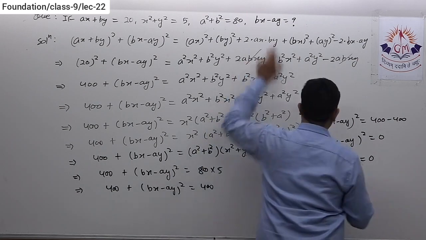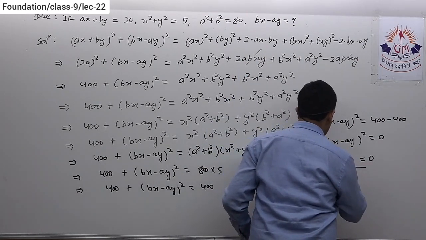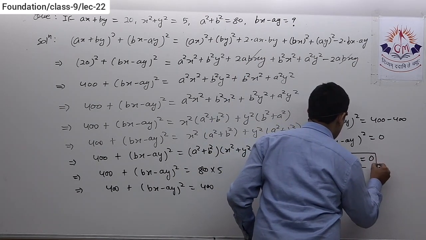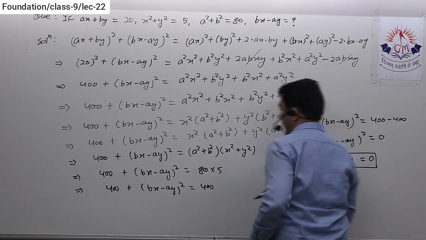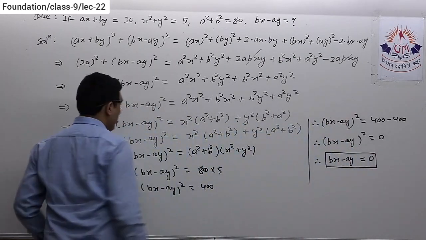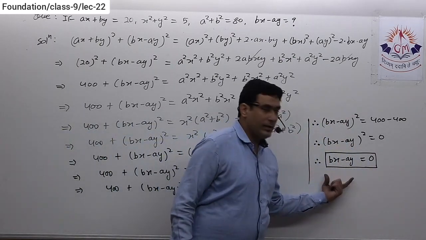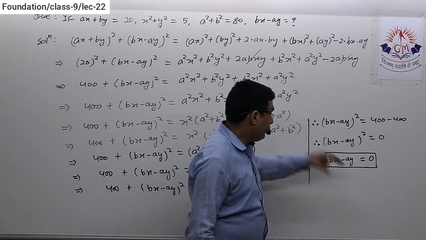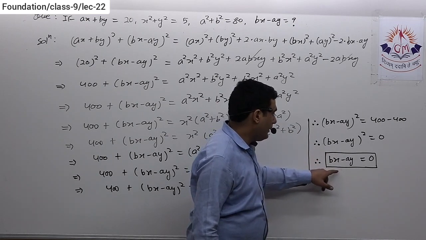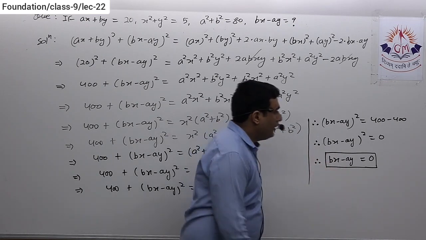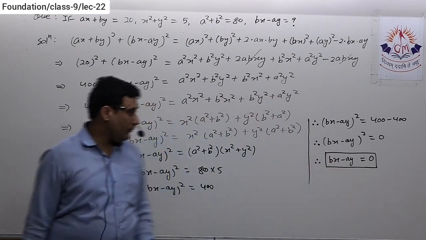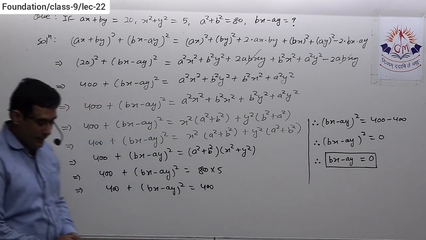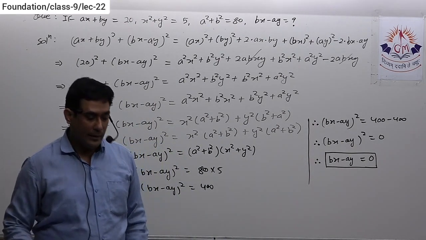So I obtained the value of the required expression bx minus ay. Here it was asked to find the value of bx minus ay. They can also ask to prove that x upon y is equal to a upon b. Okay, so note this down, and then we will see the next question.